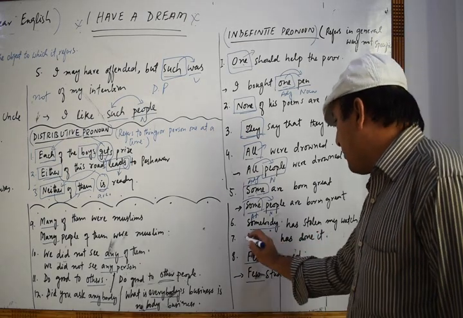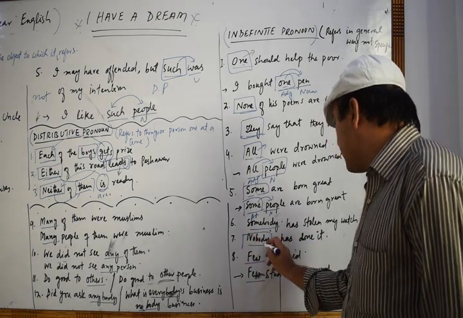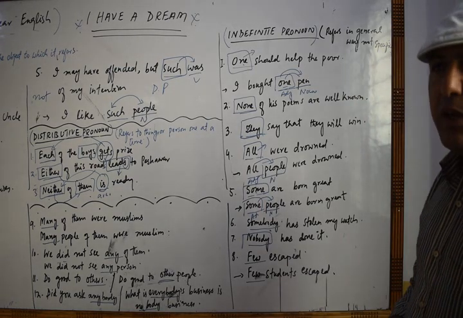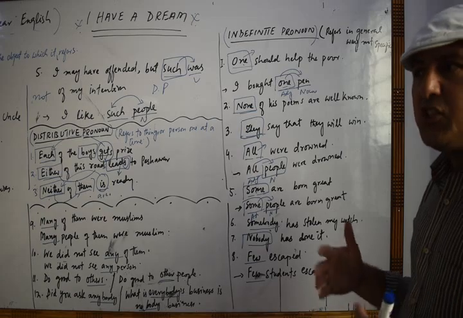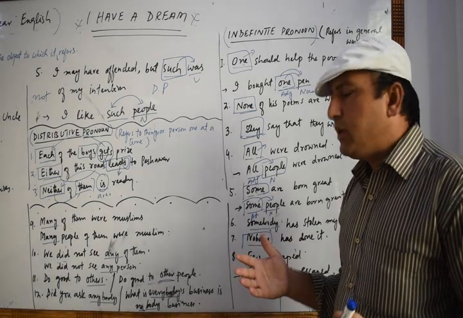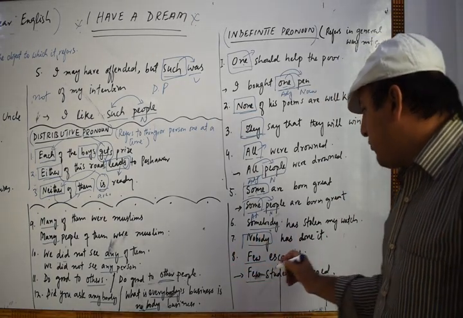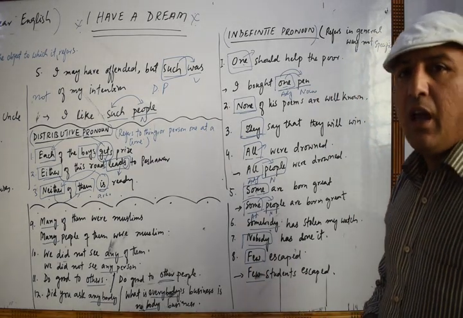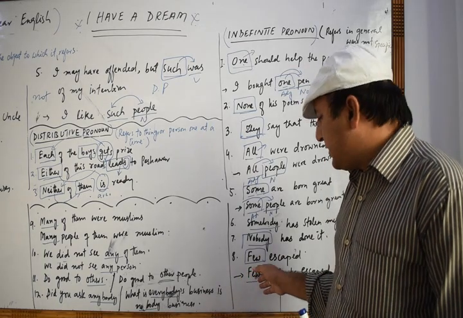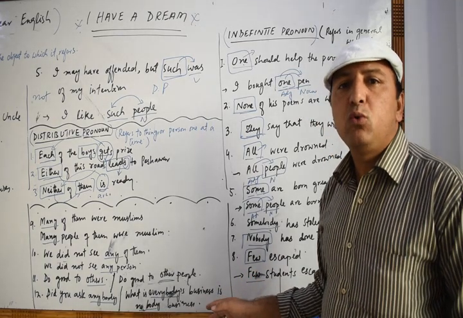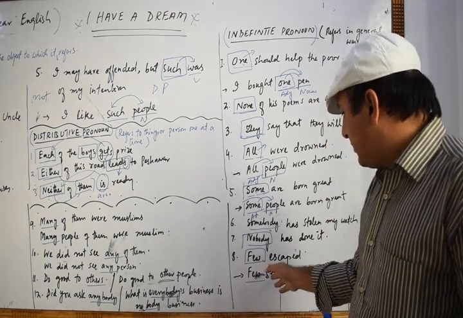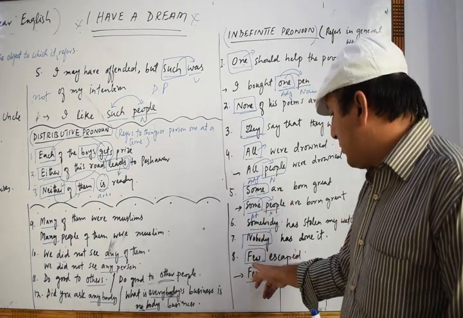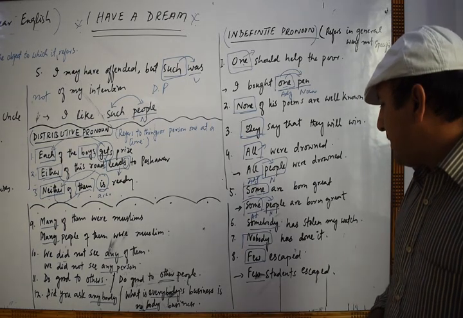The next we have "nobody." "Nobody has done it." Once again, it is used in a general way, not in a specific way. So we call it an indefinite pronoun. Then we have "few escaped." "Few people escaped." In the sentence, "people" has not been used. So "few escaped" means few people escaped. So "few" has been used in a general way, and it is working as an indefinite pronoun.